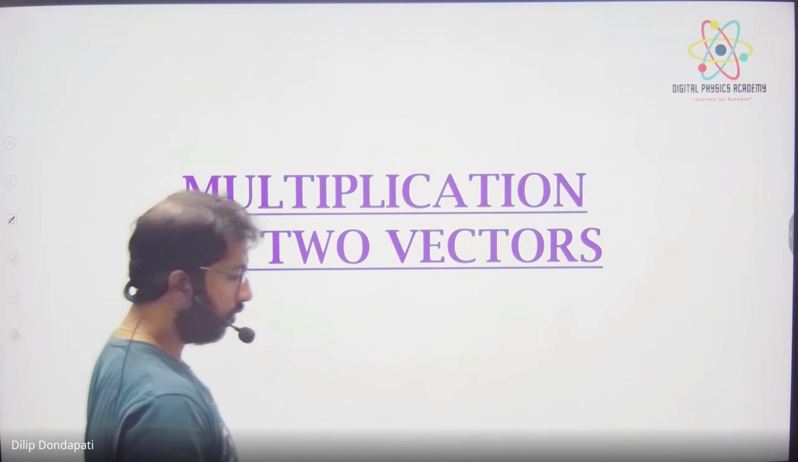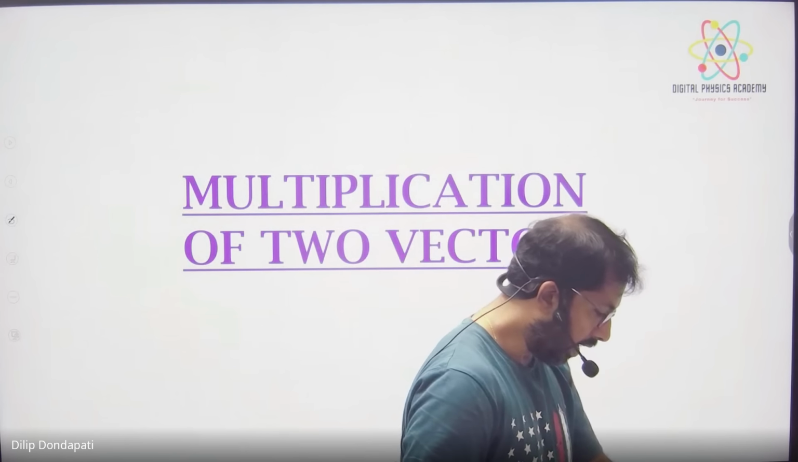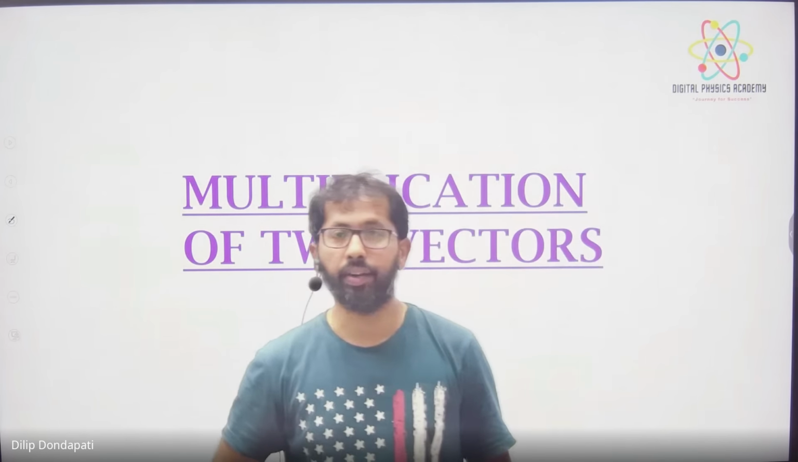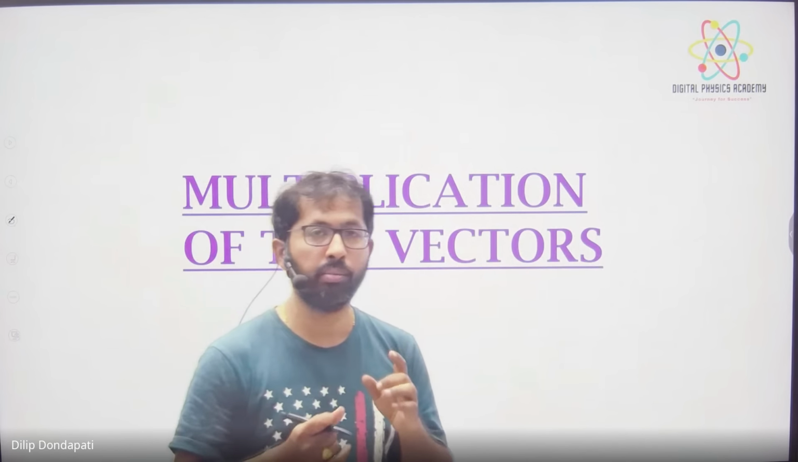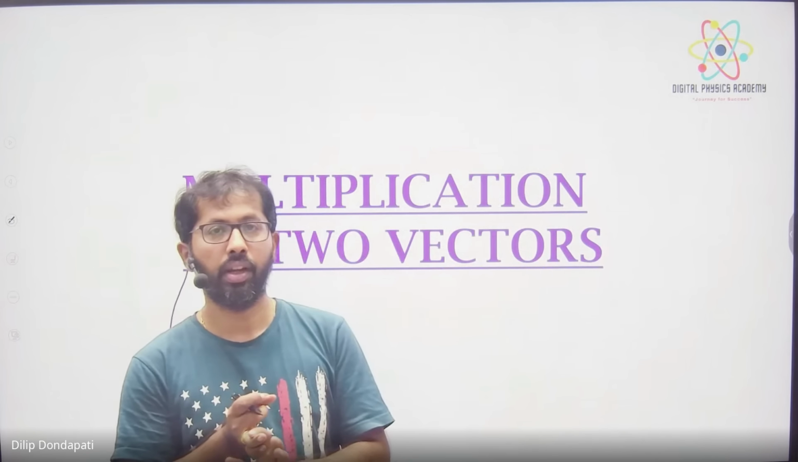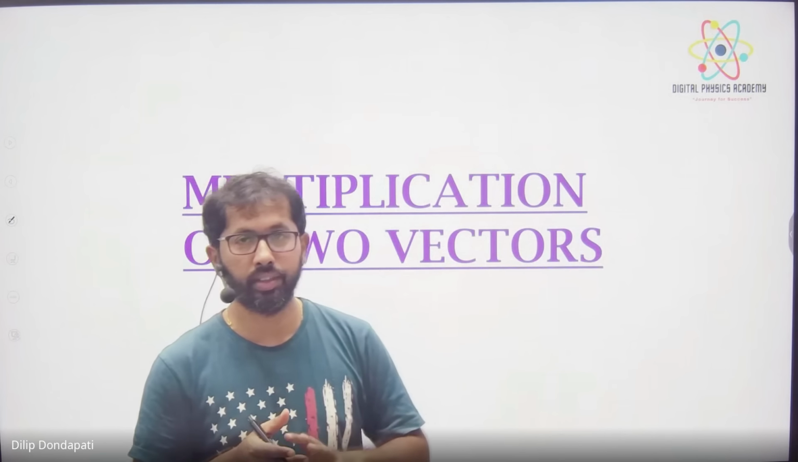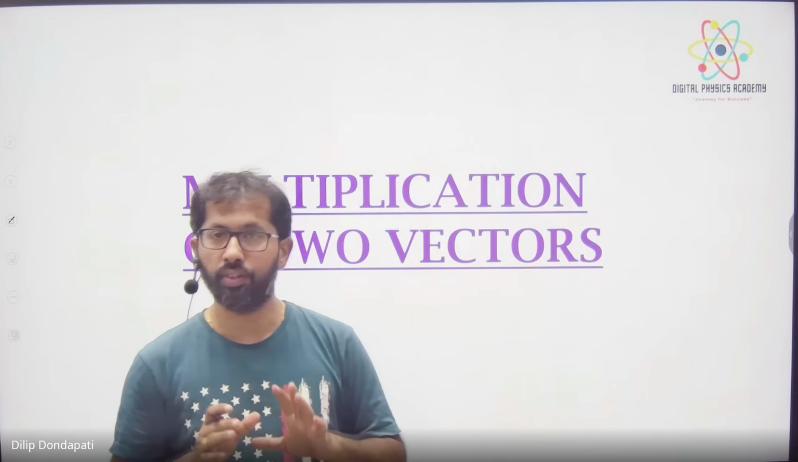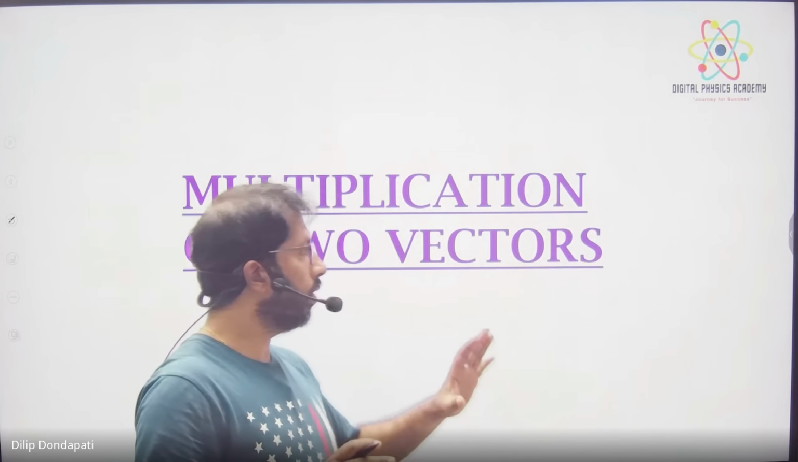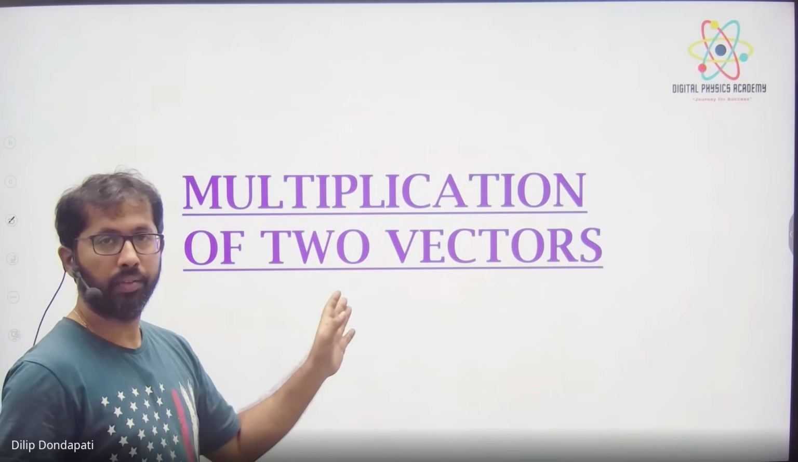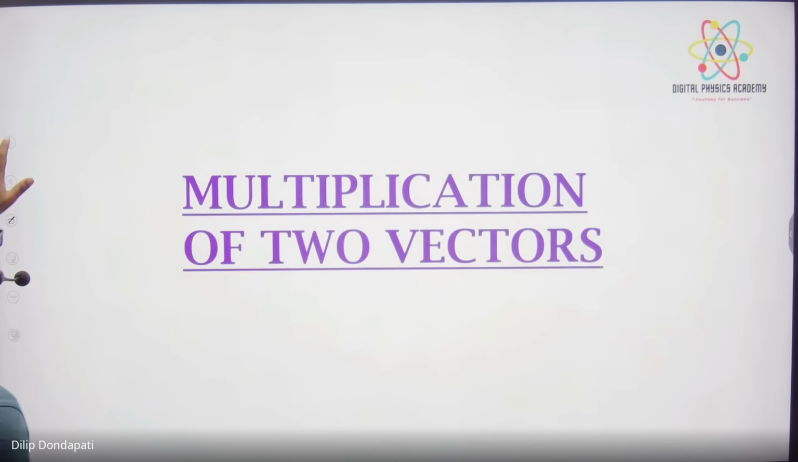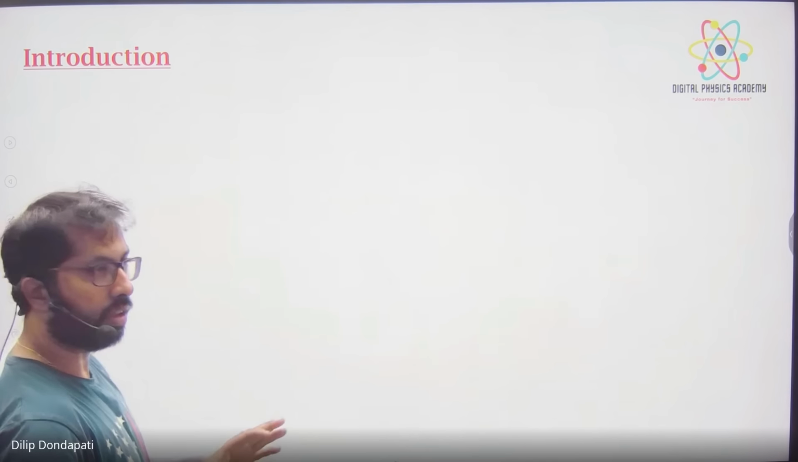Now multiplication of two vectors. Addition, everything is done. In vectors, what are the things we learn? Simply addition, subtraction, unit vectors, resolution of vectors, position vector, displacement vector, everything done. Now multiplication of vectors. If multiplication is complete, then the chapter is done. Okay? Let's go. They finished the multiplication, right?